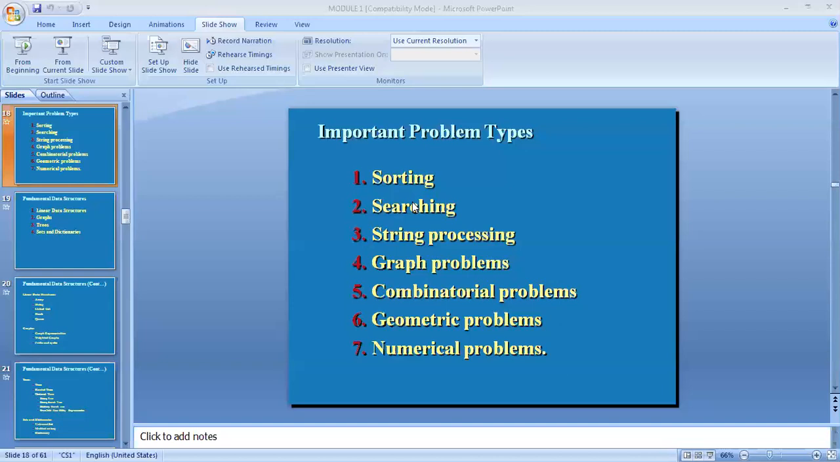Next is the geometric problems. The geometric problems deal with geometric objects such as points, lines, and polygons. It also includes various geometric shapes such as triangles, circles, etc. The applications for these problems are computer graphics and robotics.